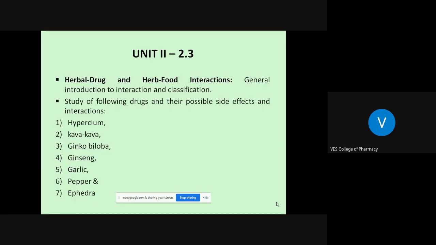And also, we are going to learn and understand the interaction of herb and drug, herb and food. So what kind of interactions may take place between a drug and a herb, a food and a herb? What are the possible side effects? Specific examples are given in your syllabus, that is kava kava, hypericum, St. John's wort, ginkgo biloba, ginseng, garlic, pepper, and ephedra.